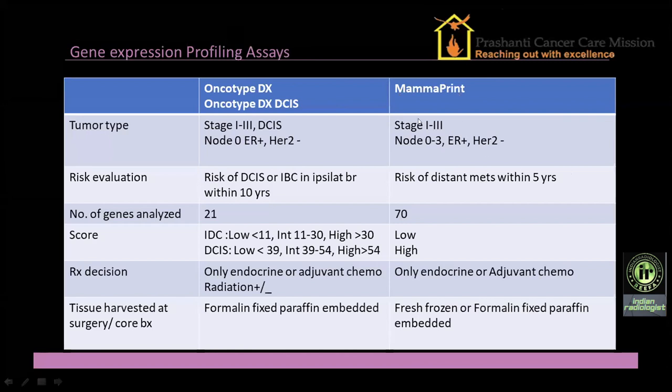On the other hand, MammaPrint here analyzes about 70 genes. What it tells you is about the risk of metastases in 5 years. And again, if the score is low, we can make this choice of avoiding chemotherapy.